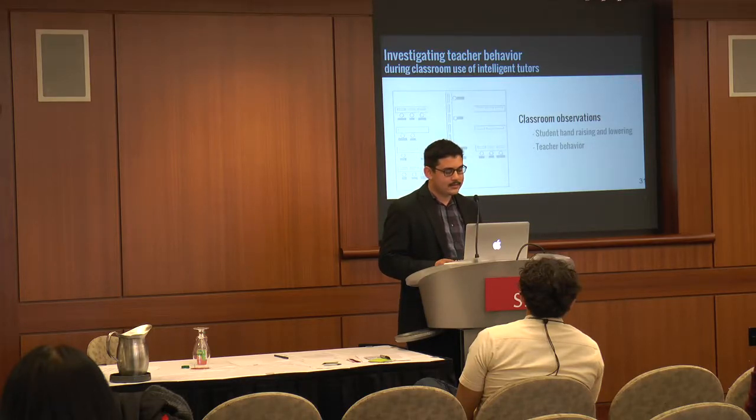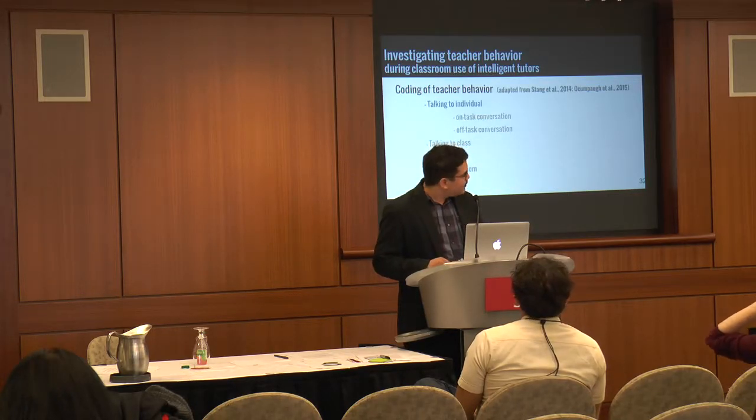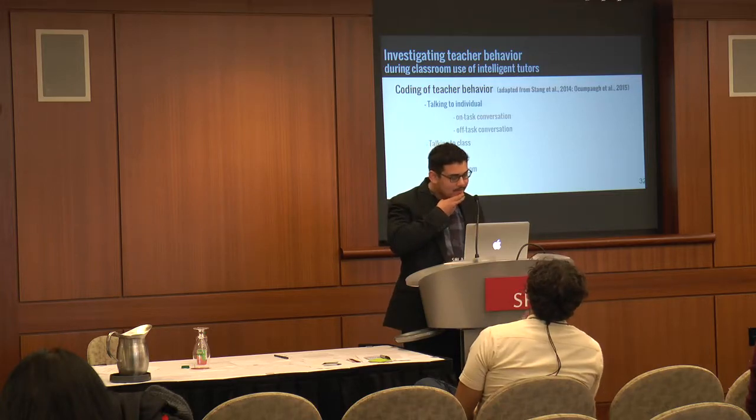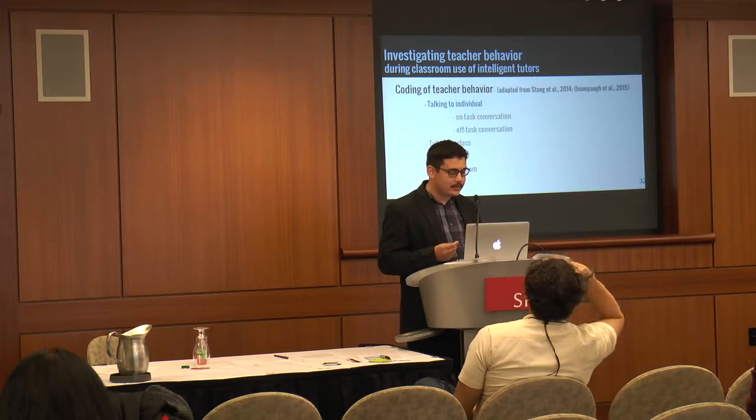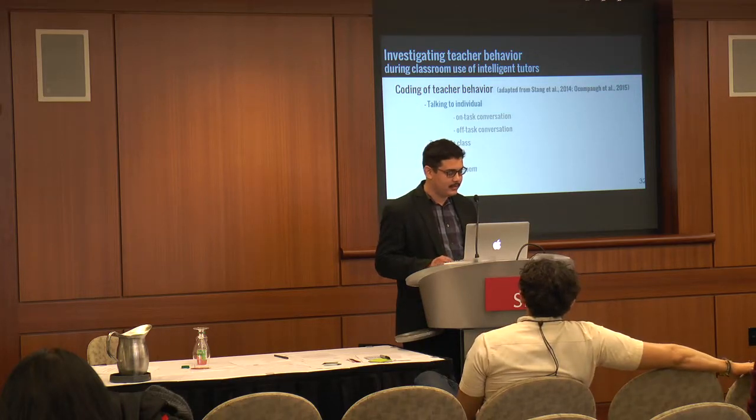And during each class session, a field observer recorded instances of student hand raising or lowering as well, and coded teacher behavior moment by moment according to one of 6 categories. For each of these categories, if a teacher was interacting with a particular student, the teacher's position was recorded as that student's name in the seating chart.